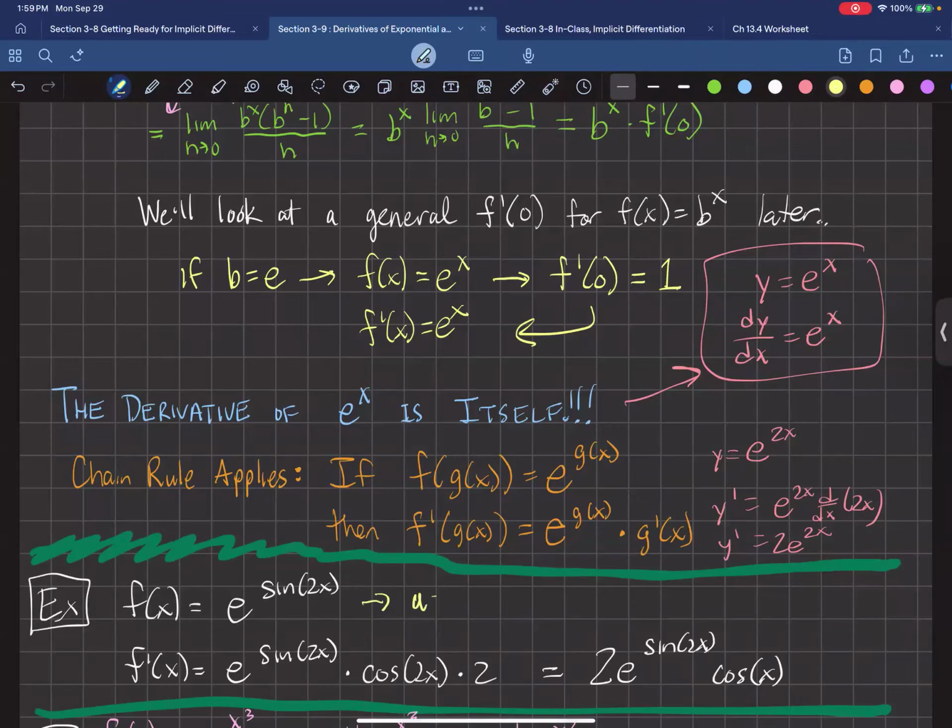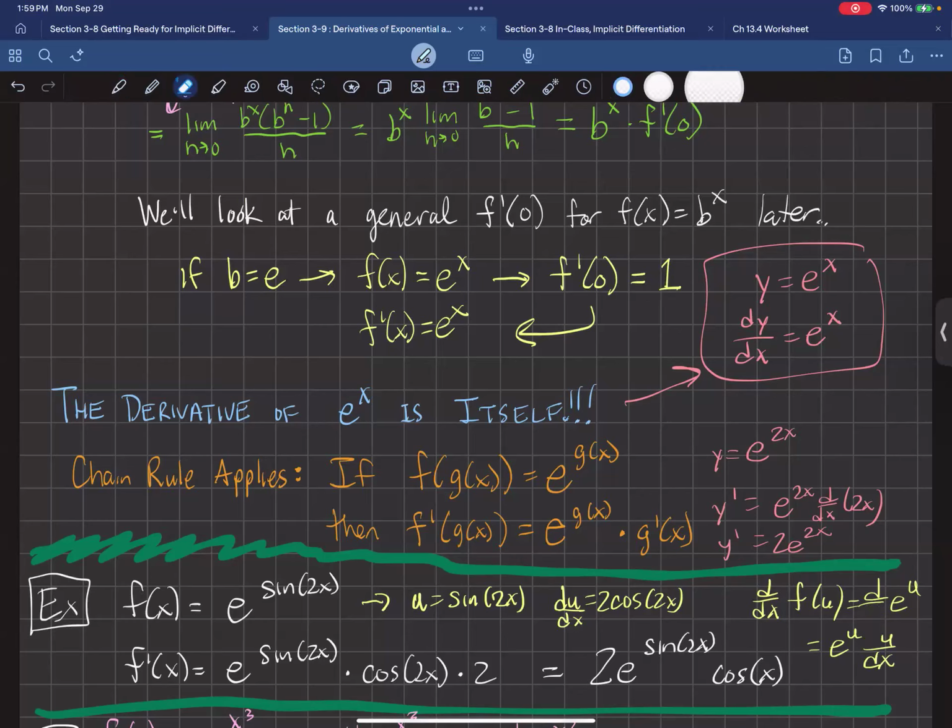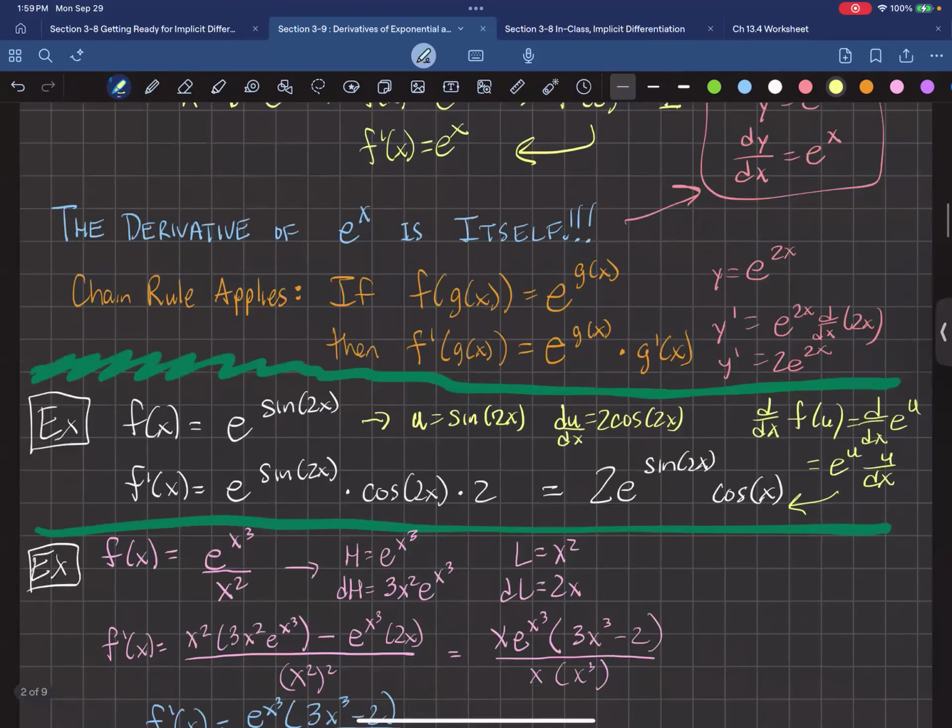Another way of doing this is saying u equals sine of 2x. So du, or du dx, equals cosine 2x times 2. I'll put the 2 out front. And we're doing d dx of f of u equals d dx of e to the u, which equals e to the u du dx. And if we plug the things we had back in, you see that we get that. If you like the u substitution method, it's worth taking a look at. I'll do it again on later ones.